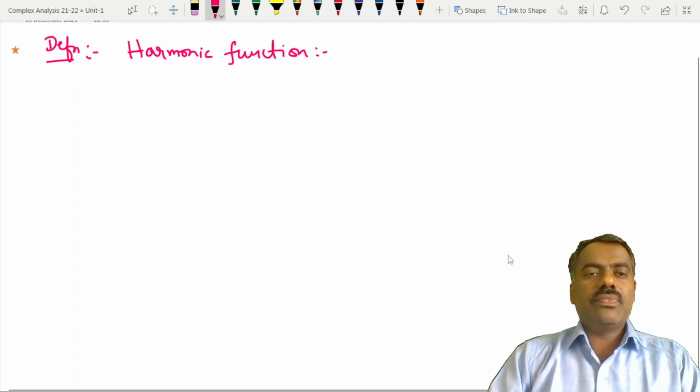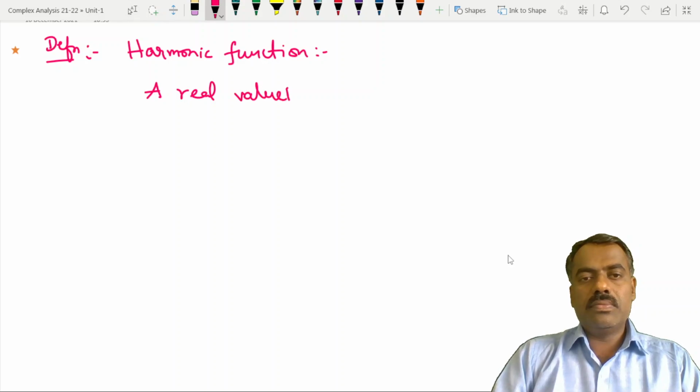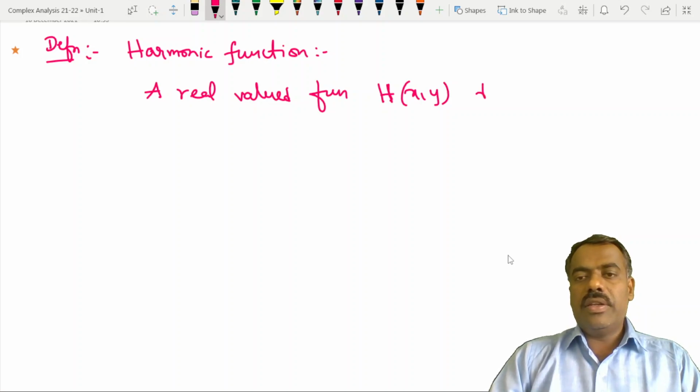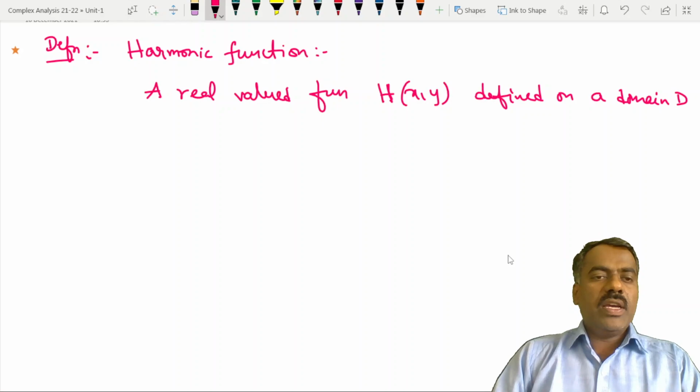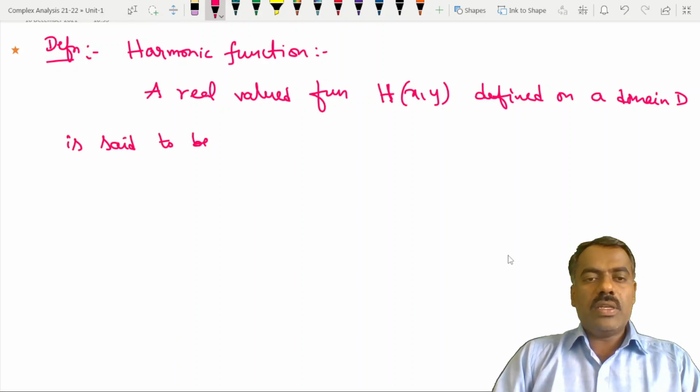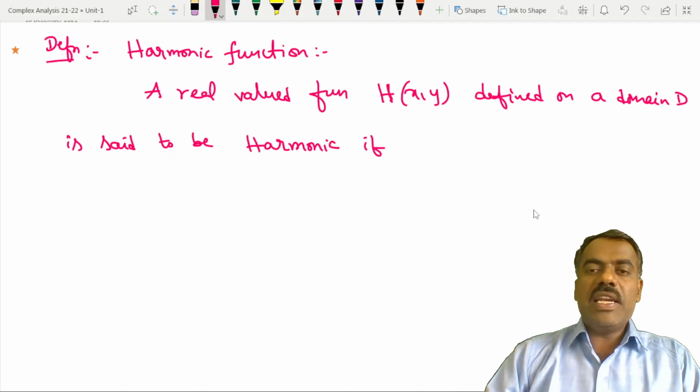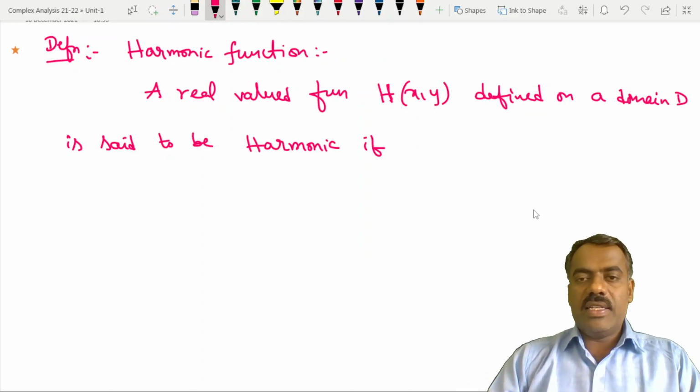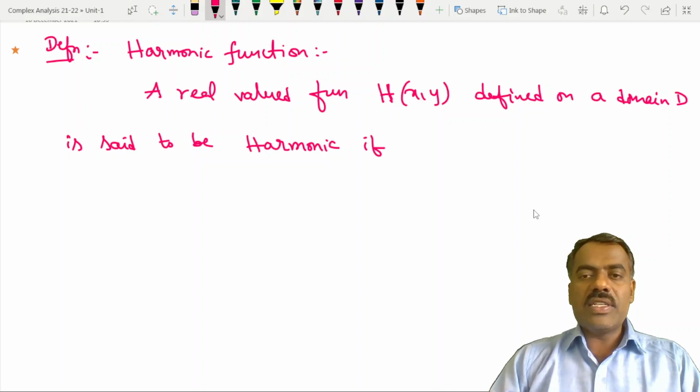So, a real valued function h in two variables x comma y, defined on a domain say D, is said to be harmonic if the partial derivatives of this h, that means hx, hy, first order as well as second order, are continuous, and it satisfies a Laplace equation which is hxx plus hyy equal to 0, then we say that it is harmonic function.